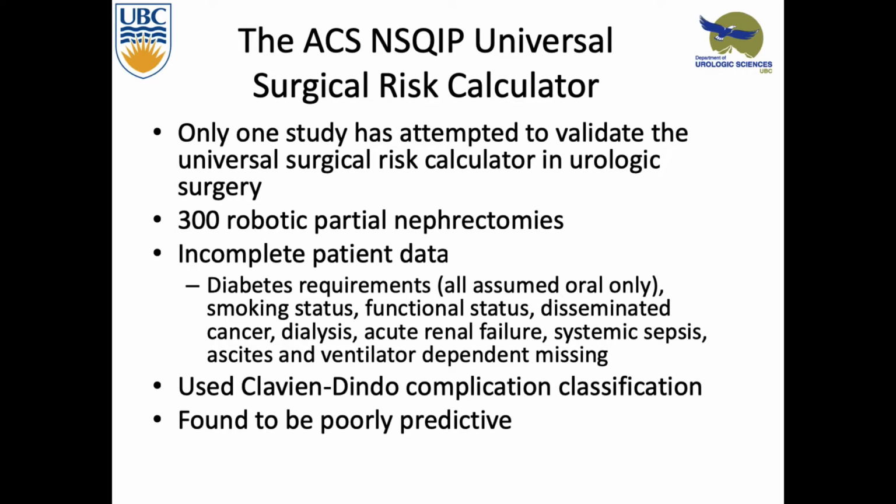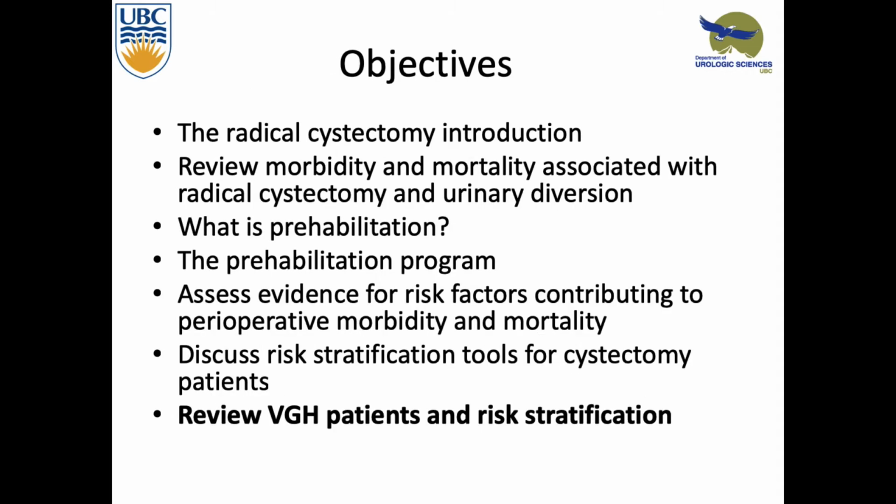I think that patients weren't ventilator dependent for getting a partial nephrectomy. They did include that. And they used the Clavien-Dindo complication classification, which we'll see is actually quite different than the NSQIP risk calculator definition. Their definitions are quite rigid. They found that the surgical risk calculator was poorly predictive and maybe not useful.